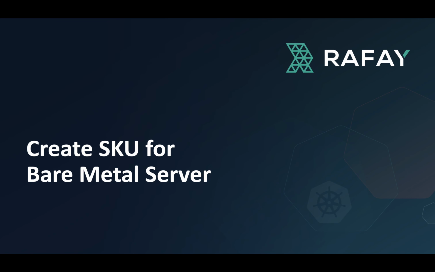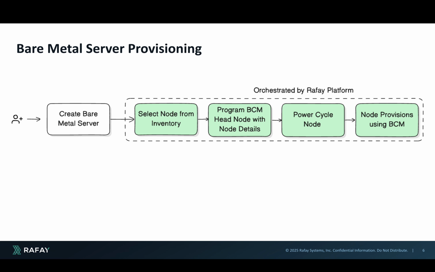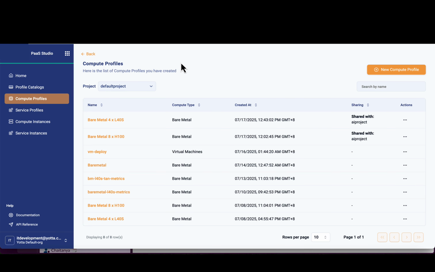In this video, we'll look at how you can create a SKU for a bare metal server using Rafay GPU PaaS. The architecture we'll be employing is unified infrastructure where you can have multiple tenants spinning up their own bare metal servers and using it securely. So in this approach, the steps that will be performed underneath the covers are highlighted in green. This visual shows how the dots connect between the various components in Rafay.